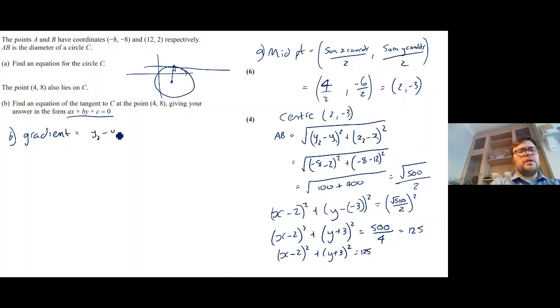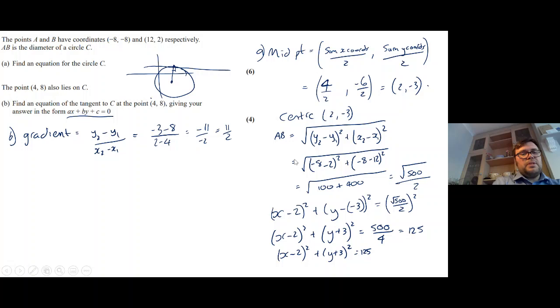is again y2 minus y1, so it's the change in y over the change in x. This time it is the center with the point C. So in this case we're going to have -3 minus 8 over 2 minus 4, which is -11 over -2, which is 11 over 2. So that's the gradient between the radius and the point C.